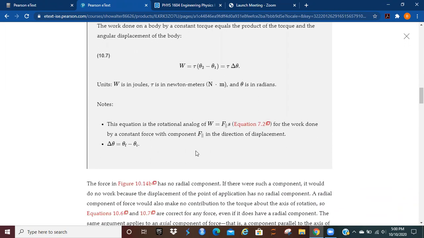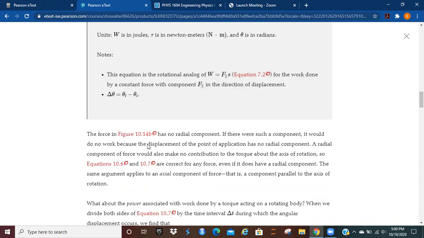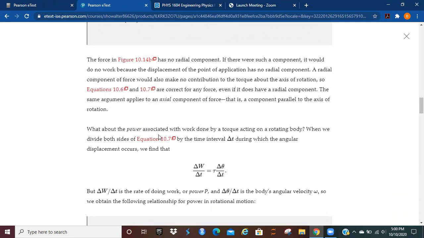So this equation is the rotational analog of work equals the perpendicular force times the distance displaced. And the force in figure 10.14b has no radial component. If there were such a component, it would not do work because the displacement of the point of application has no radial component. A radial component of force would also make no contribution to the torque about the axis of rotation, so it's correct for any force even if it does have a radial component.